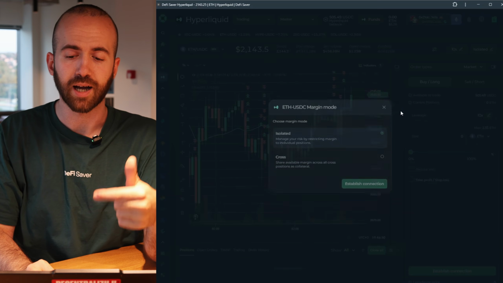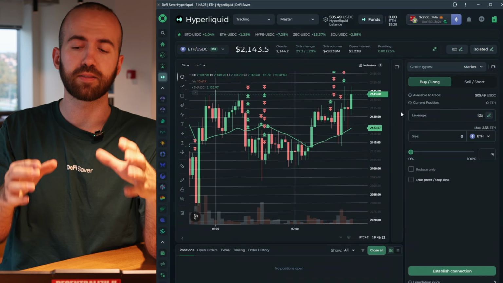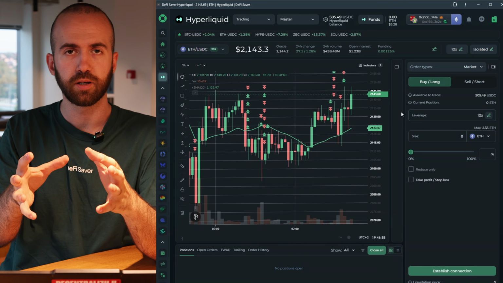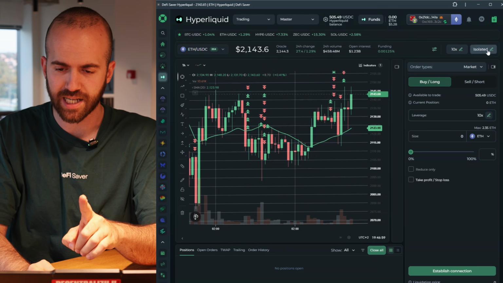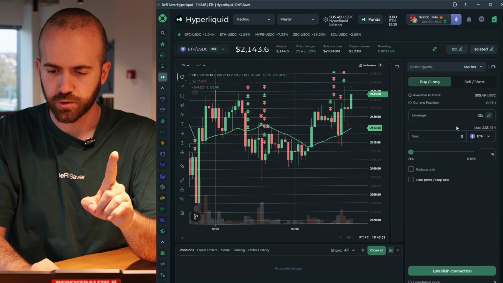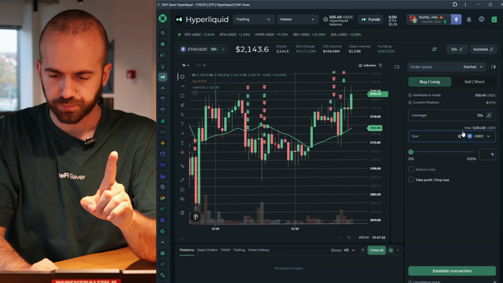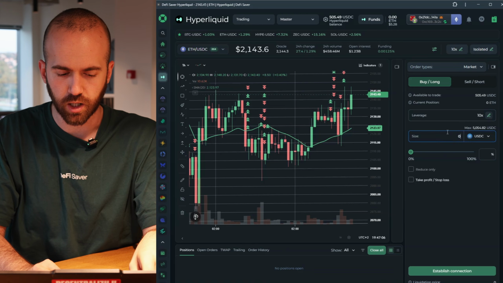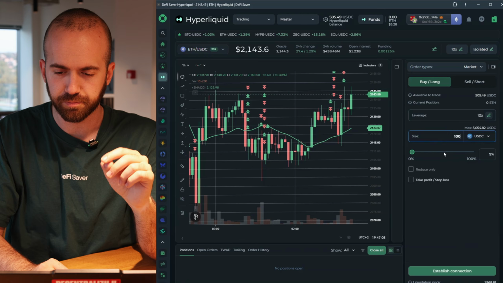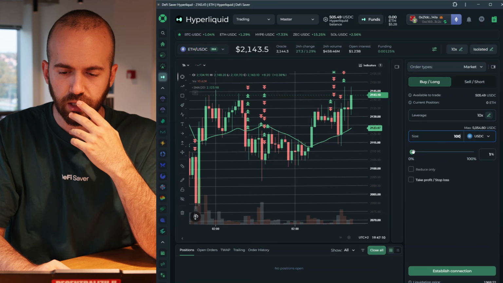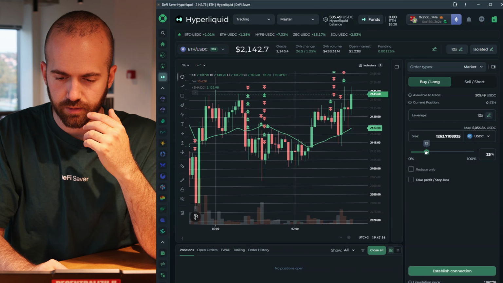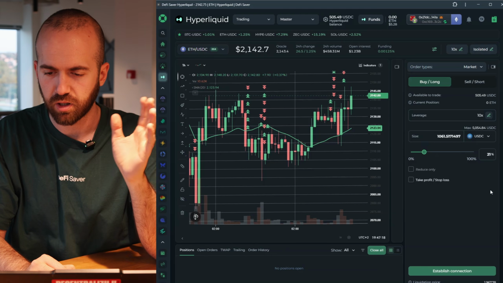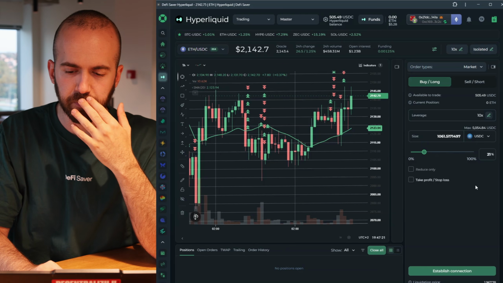Well, on isolated margin mode, it means that this perp position is only going to be able to work with the margin you give it. So if I go here now, I say isolated, and I want to, for example, put 100 USDC as my margin, and I'm going to leverage it 10 times. So I'm going to be at, say, 1,000 USDC. Let's put this much.